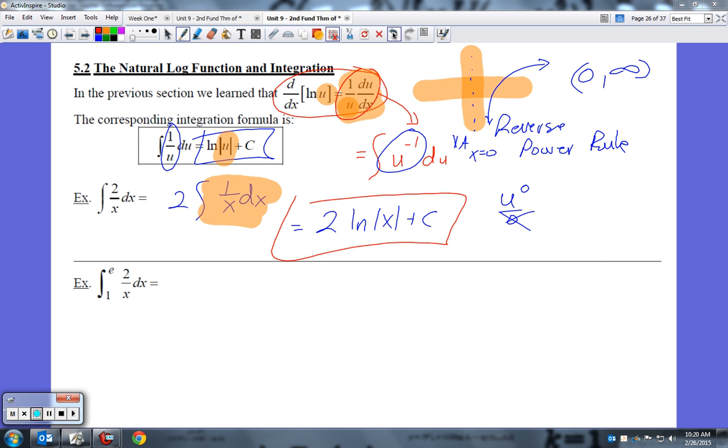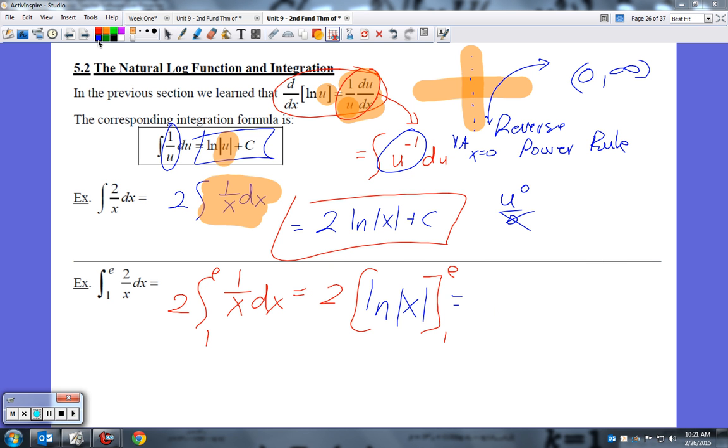Alright, so this next part. I'm going to constant multiple rule out again, and I have 1 over x dx from 1 to e. The difference here is I have the natural log of the absolute value of x evaluated, definite integral-wise, from 1 to e. Then we will multiply by 2 thereafter. The fundamental theorem of calculus says this is equal to the natural log of e minus the natural log of 1, and the whole thing afterwards is multiplied by 2.